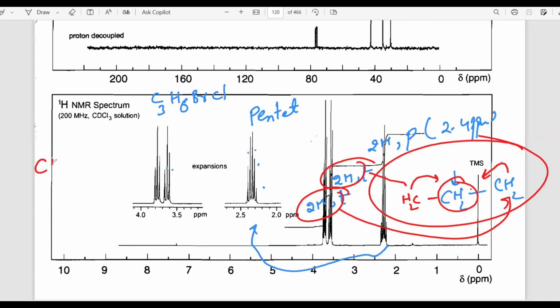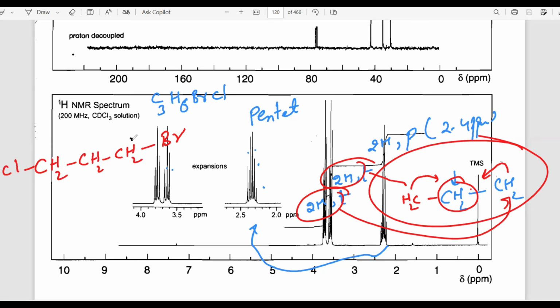So the molecular formula is C3H6, so C3H6 is occupied over here. We are just left with 1 bromine and 1 Cl. If I put 1 Br this side and 1 Cl this side, this is the structure of this unknown compound.